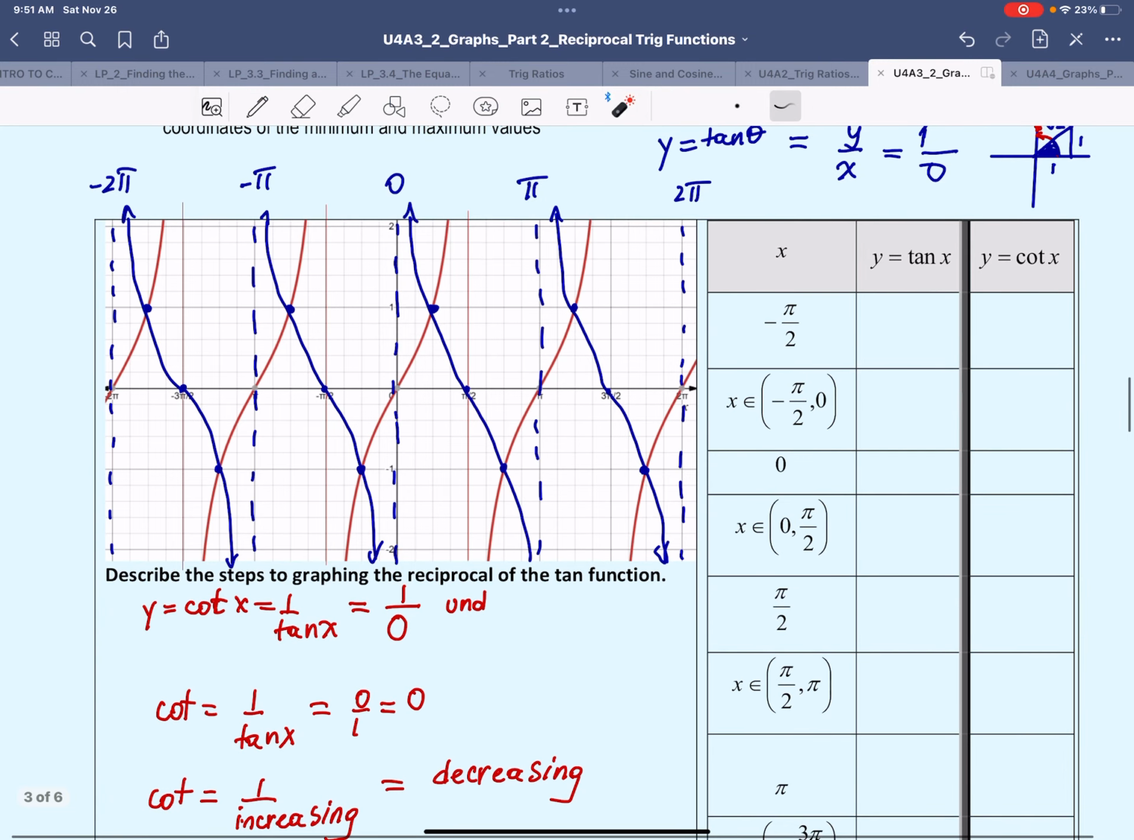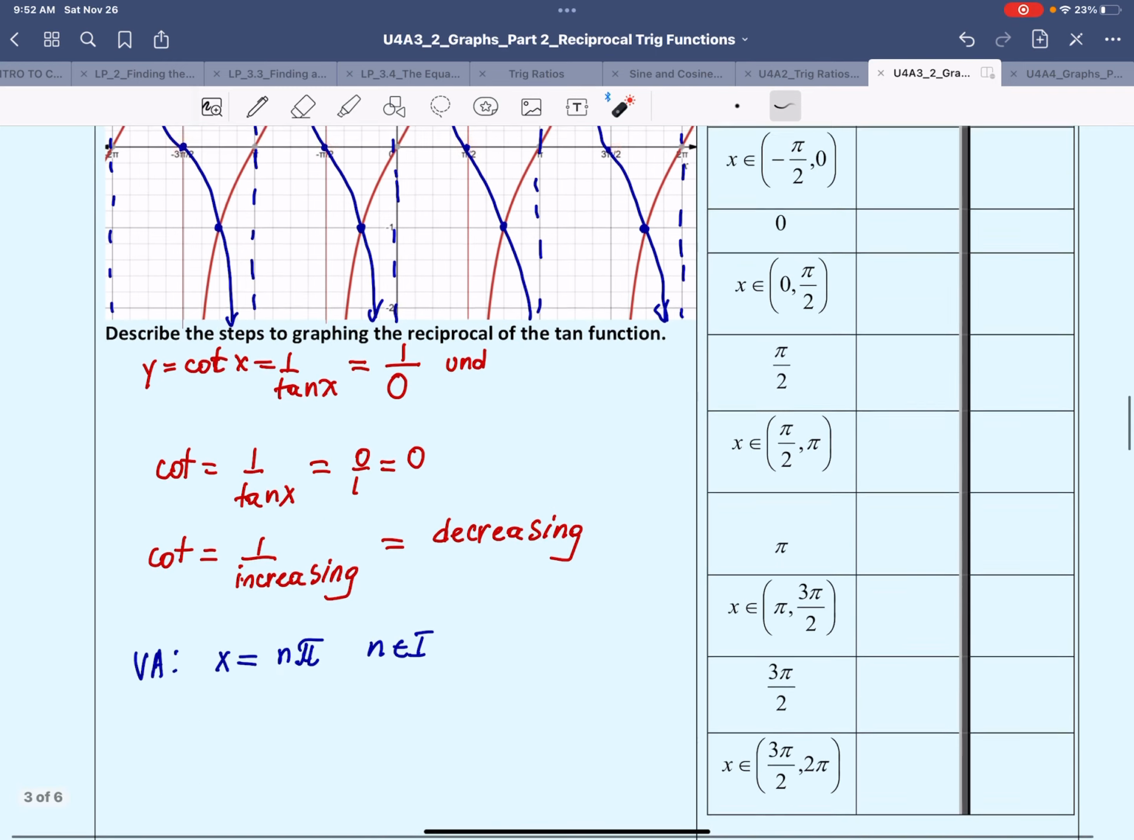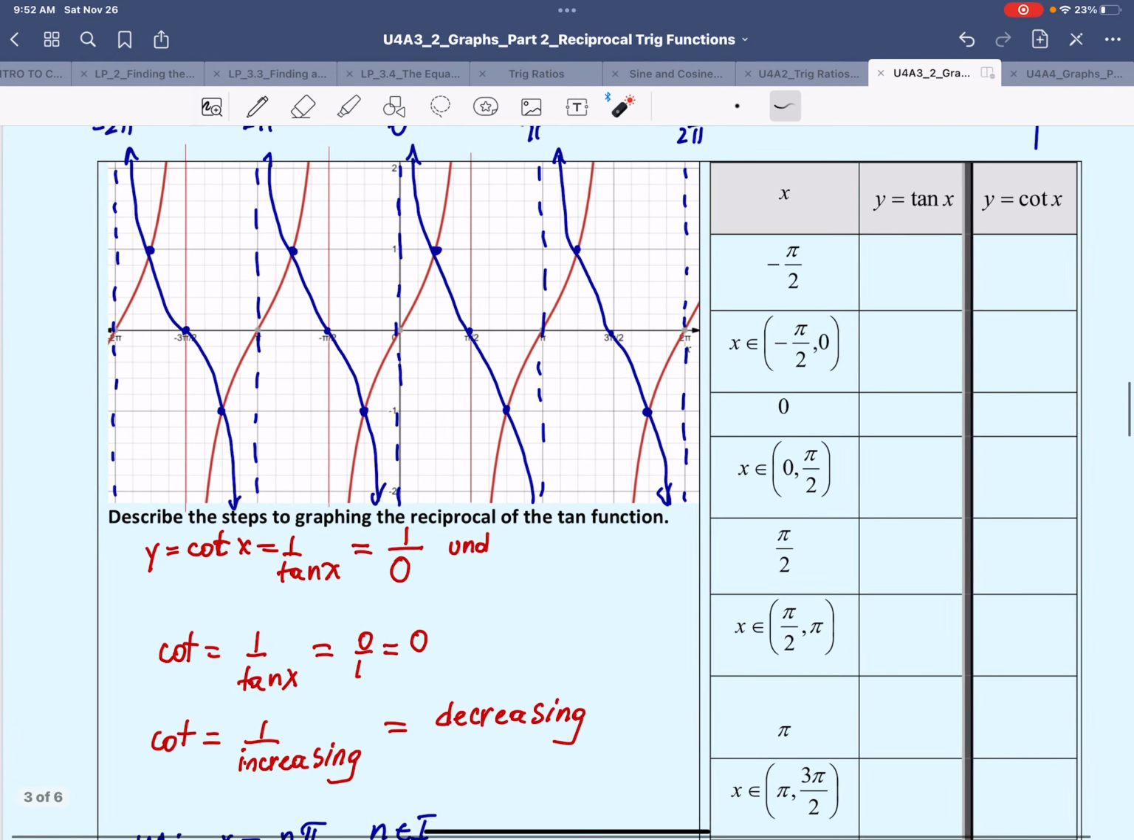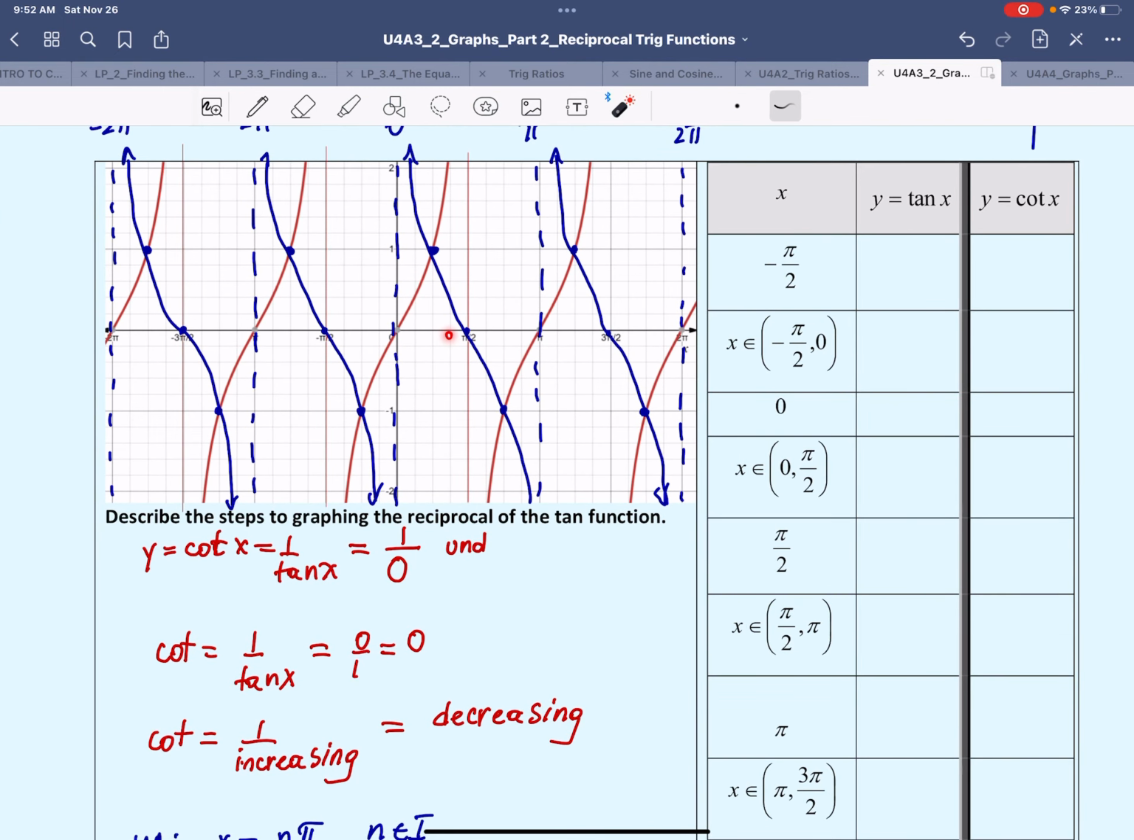Now, for the x-intercepts, we're going to say that the x-intercepts will appear at negative 3 pi over 2, negative 1 pi over 2, positive 1 pi over 2, positive 3 pi over 2. So the x-intercepts will be at every pi over 2, but you notice that the coefficient of pi over 2 at every x-intercept will be odd. So 1 pi over 2, 3 pi over 2, negative 1 pi over 2, negative 3 pi over 2.